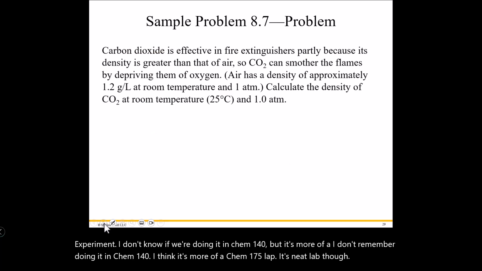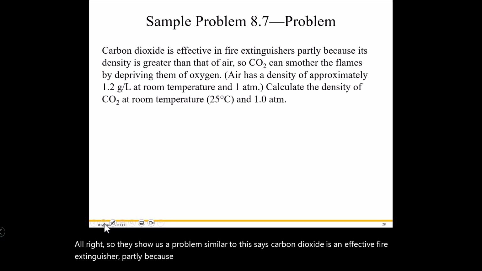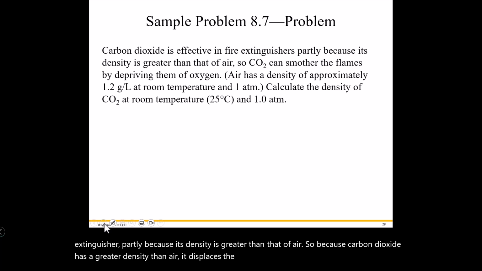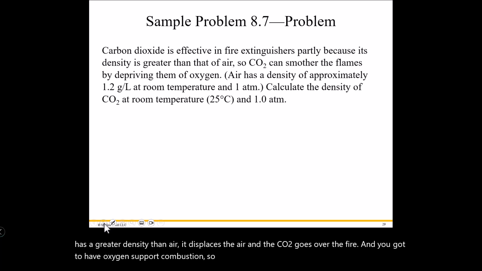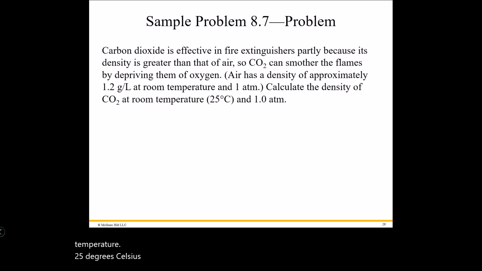All right, so they show us a problem similar to this. It says carbon dioxide is an effective fire extinguisher, partly because its density is greater than that of air. Because carbon dioxide has a greater density than air, it displaces the air, and the CO2 goes over the fire, and you have to have oxygen to support combustion, so it deprives the flames of the oxygen. We call it smothering the flame. So it says calculate the density of CO2 at room temperature, 25 degrees Celsius, and 1 atmosphere pressure.